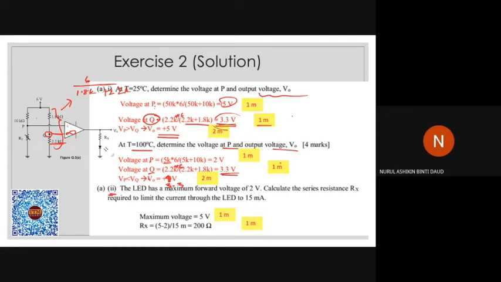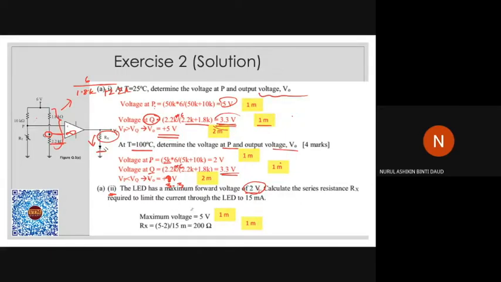If you have any questions, just interrupt me. The LED has a maximum forward voltage of 2 volts. So more than 2 volts, this LED will break, yeah. Calculate the series resistance for this Rx. So you need to calculate the sufficient value of Rx to make sure that the current flowing here is 15 milliamps, right?